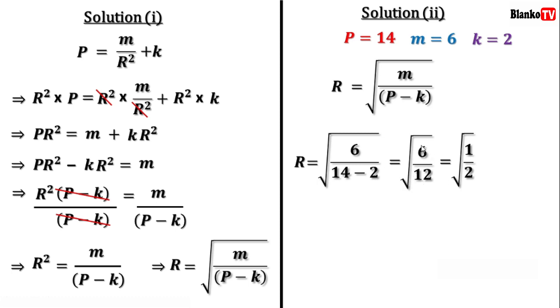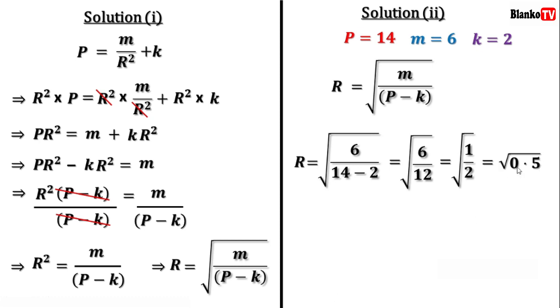So the square root of 6 over 12 is the same as the square root of what? 1 over 2. And 1 over 2 is also equal to what? 0.5. So we have the square root of 0.5. I hope you are following it. So r equals the square root of 6 over 14 minus 2, which is equal to the square root of 6 over 12, which is equal to the square root of 1 over 2, which is equal to the square root of 0.5. So r is equal to the square root of 0.5.